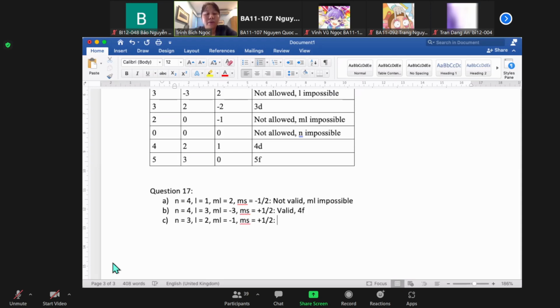Next, C. Is this valid or not? It is valid. Okay, and your orbital will be 3, D. L equal to 2, which orbital will it be? D. Okay.